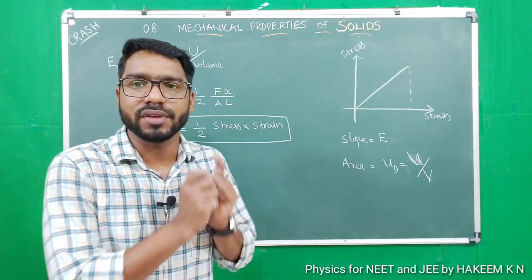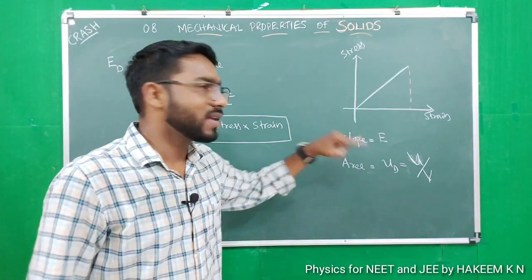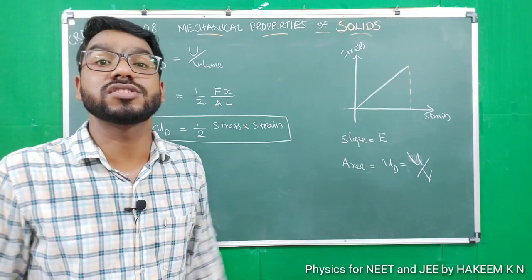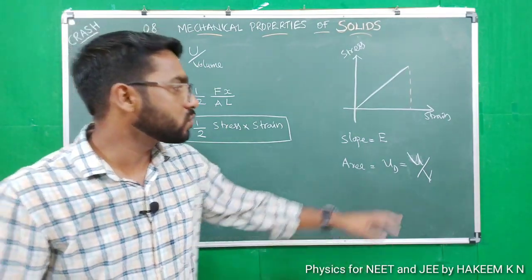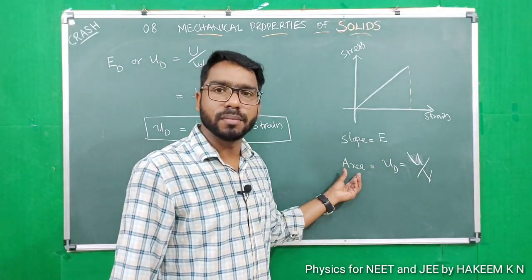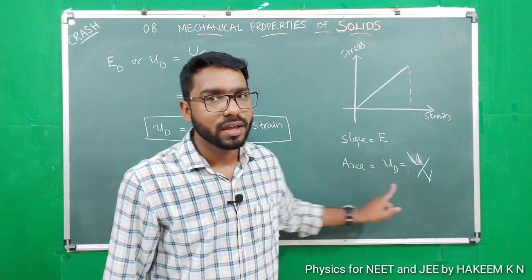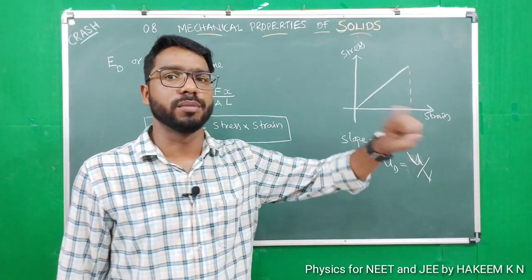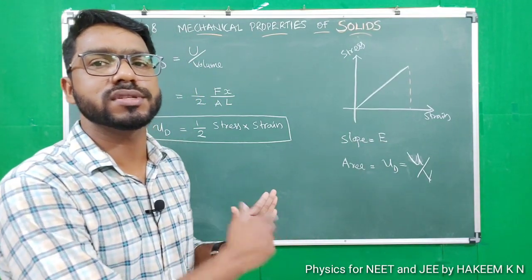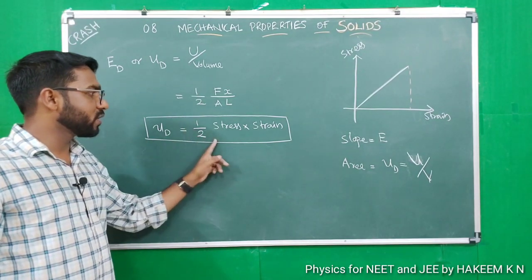Slope of stress strain graph is elasticity. Area under stress strain graph is energy density or energy by volume. So to find energy, we can multiply the area of the graph into the volume of the material. That area of the graph will be half into stress into strain. So energy density equals half into stress into strain.